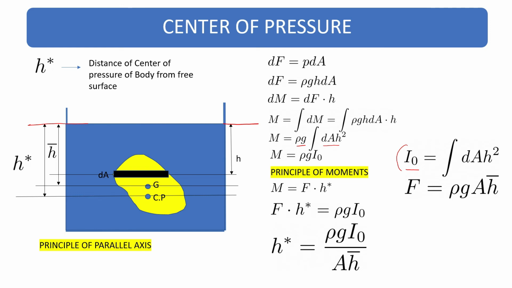According to the parallel axis theorem, I0 is equal to Ig plus A h bar square, where Ig is the area moment of inertia about the centroid, and A into h bar square is equal to the area into the distance of the centroid from the axis, the free surface here. So I0 is the area moment of inertia about the free surface, Ig is the area moment of inertia about the centroid, plus A into h bar square.